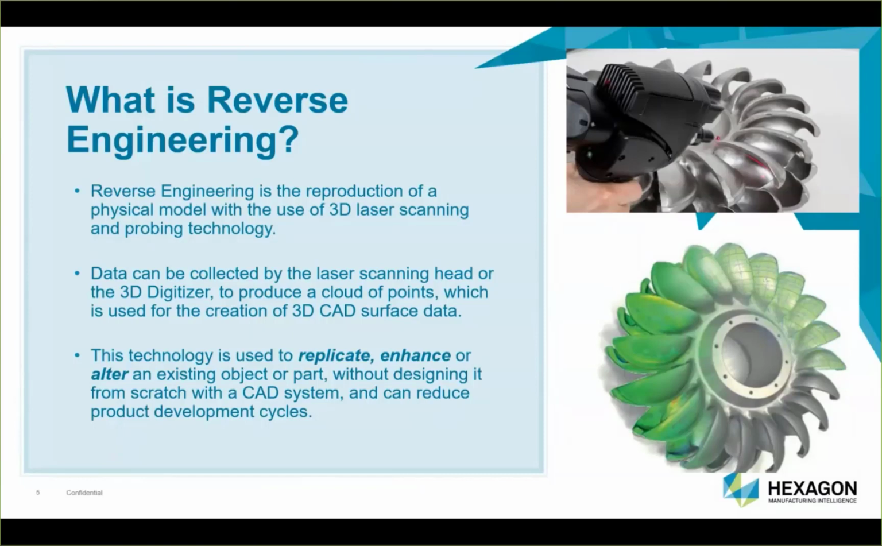So you can replicate, enhance, or change existing physical models. You may want to do this if you don't have the original CAD model, for example. A very simple example is if you want to create a phone case or a bike computer mount. You need to get the exact topology of the element you want to mount or create a case for, and you can do that by using a laser scanner and replicating it.